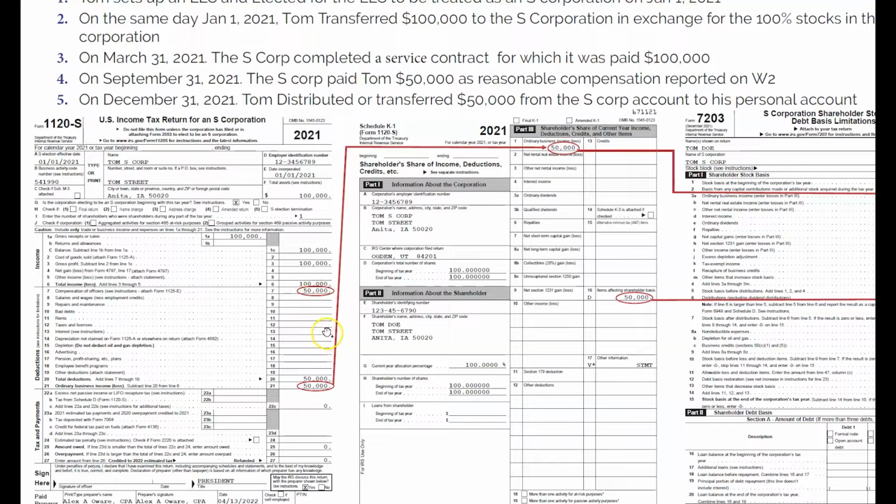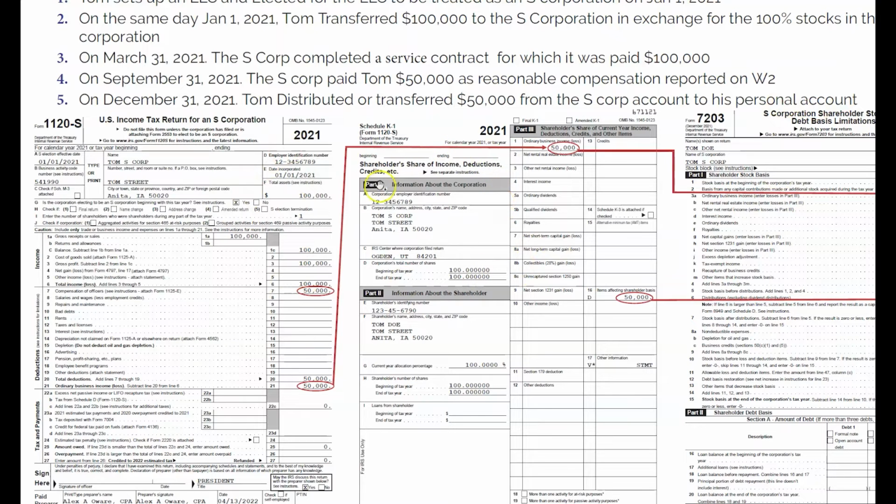You pay the FICA taxes, which is basically similar to self-employment taxes, but we call it FICA because your employer pays 50% and then you pay 50% of the FICA taxes. And it's usually 15.3%. So when you divide it by 2, your employer pays half and then you pay half.